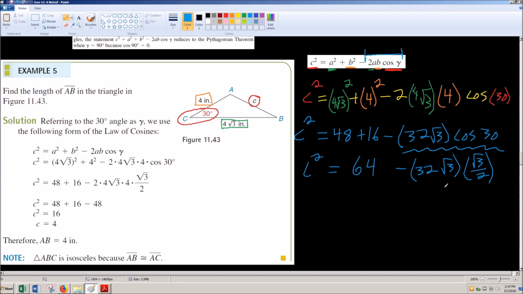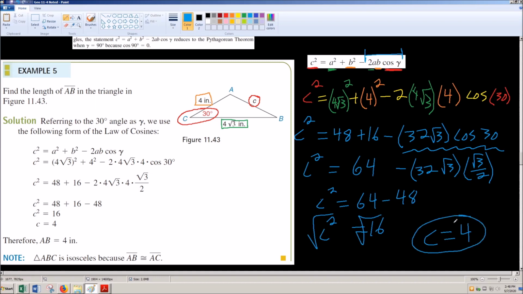So now when I multiply this out, this is going to end up giving me, what, 48? Because this will give me 3 and 16 times 3, yep. So 64 minus 48 should give me 16. Take the square root, and I'm only going to keep the positive one. The reason I'm only keeping the positive one is that I cannot have a negative side length.